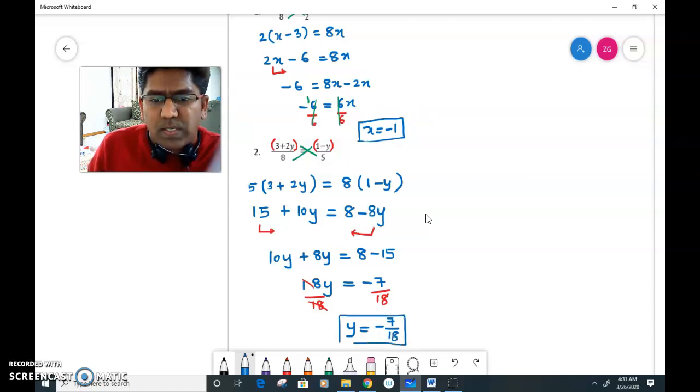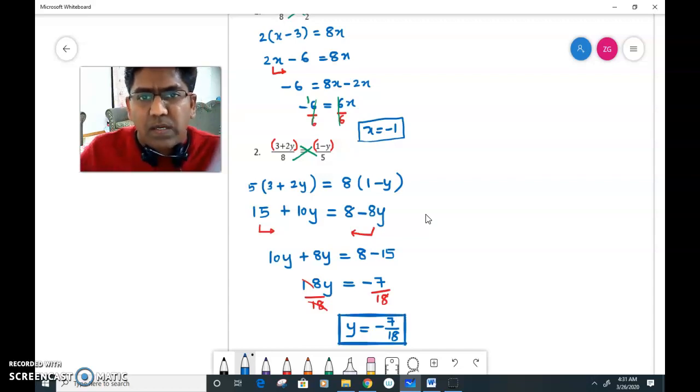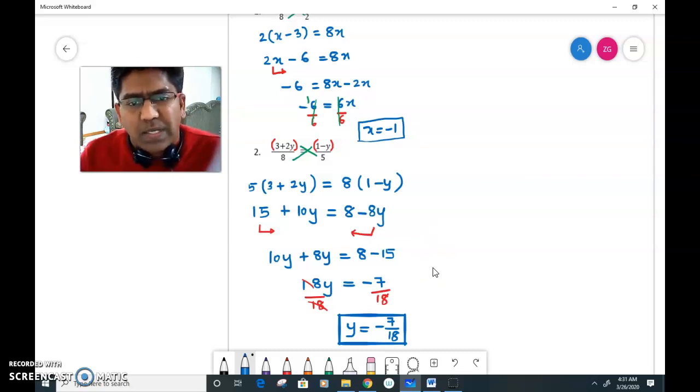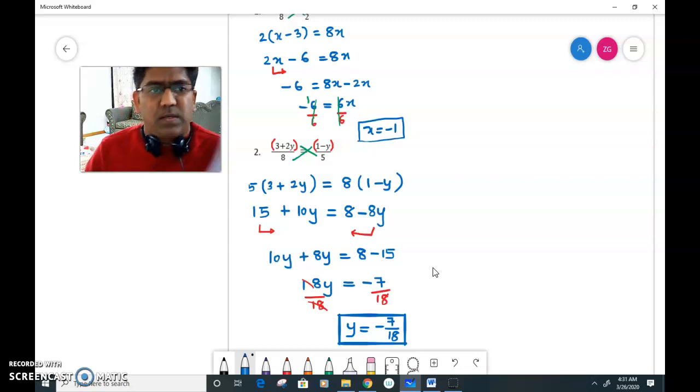So what we see here is, we don't have to find LCM or anything. Whenever the question is in the form of a proportion, you just simply take the cross product, simplify and get the answer.